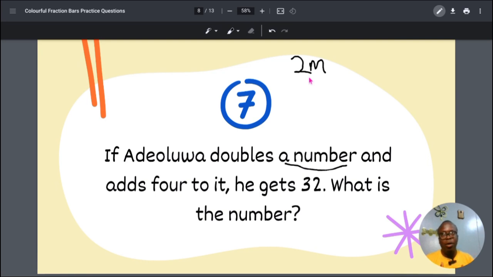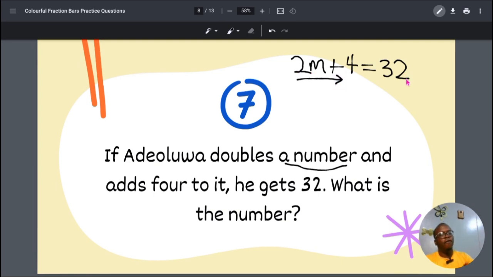When you double a number, that number adds itself. If you double 5, it means 5 plus 5. If you double 5, it also means 2 times 5. So 2 times M there, and add 4 to it. Then it says he gets 32 according to the question. So if you don't want to go through the long method of algebra, you could just do this, because this equation is actually moving in this direction while you're working.